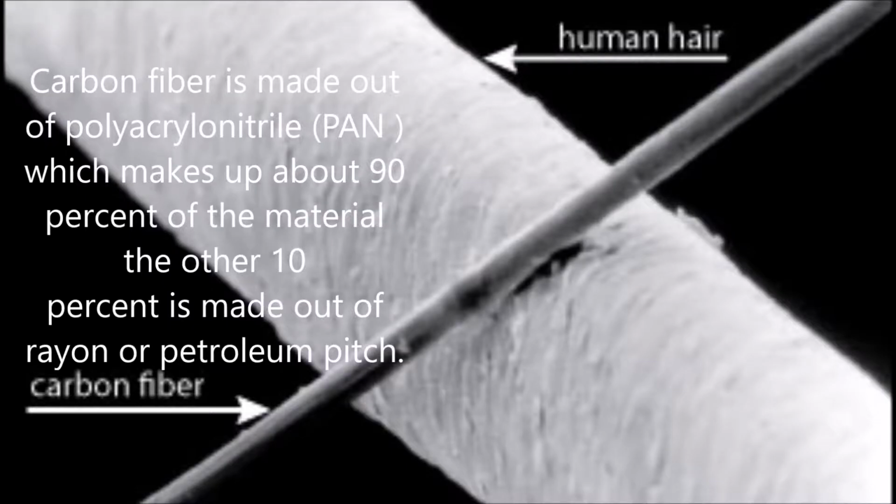Carbon fiber is made out of polyacrylonitrile, PAN for short, which makes up about 90% of the material. The other 10% is made out of rayon or petroleum pitch.